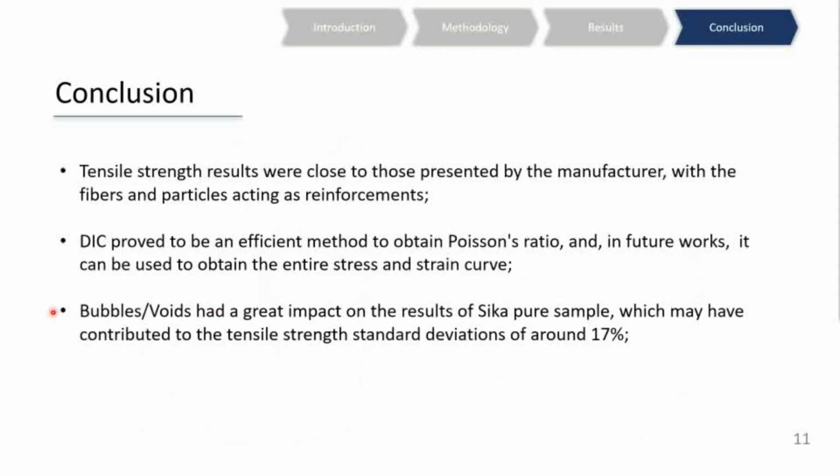Our conclusions were: first, tensile strength results were close to those presented by the manufacturer, with fibers and particles acting as reinforcements. Digital image correlation proved to be an efficient method to obtain Poisson ratio, and in future works it can be used also to obtain all the stress and strain curve. And finally, bubbles or voids had a great impact on the tensile test results of Sika pure samples, which may have contributed to the standard deviation presented on the tensile strength that was around 17% of the value of the maximum stress value obtained.